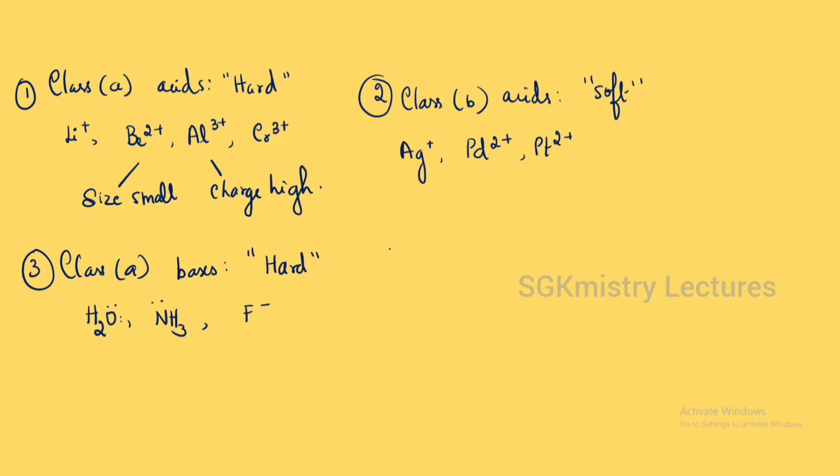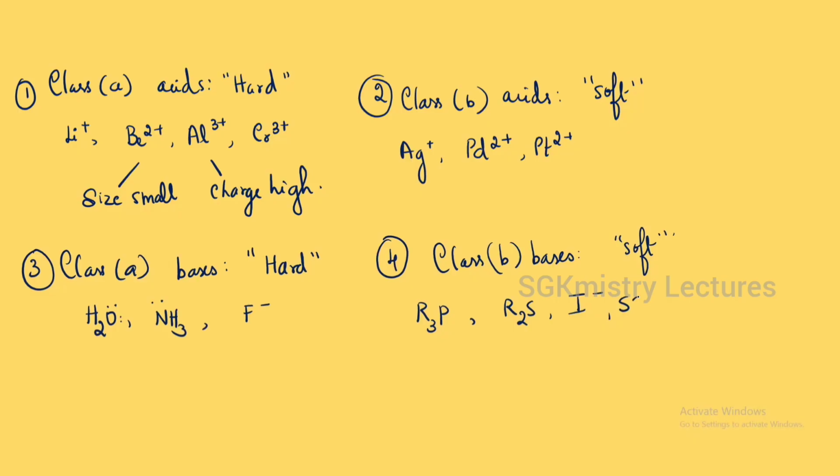Now talking about the class B bases, which are soft bases, right? So here we know that the donor atoms do not have higher electronegativity, they have low electronegativity. So we can take different examples. So I minus, thiocyanate ion. So these are a few examples. So it is very clear here. They have lower electronegativity, especially the donor atoms. And again, the polarizability is higher because of the larger size. And again, the electronegativity is lower, so the polarizability will be higher.